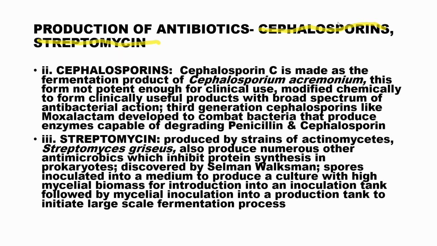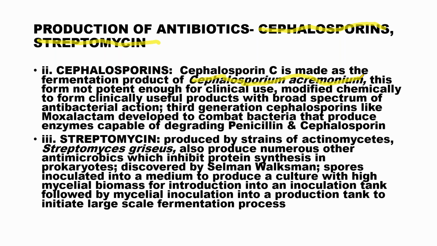Okay, so we will start with cephalosporin. Cephalosporins are another class of antibiotics. While we were talking about penicillin, we mentioned the common form of penicillin which is penicillin G, which can be transformed into other forms by certain substitutions as well. Here also the common type of cephalosporin which is fermented is cephalosporin C, like penicillin G. It is made as a fermentation product of another fungus, that is Cephalosporium acremonium.